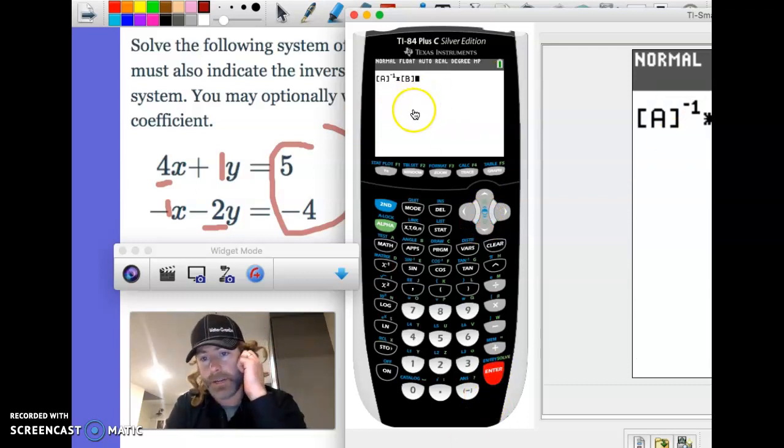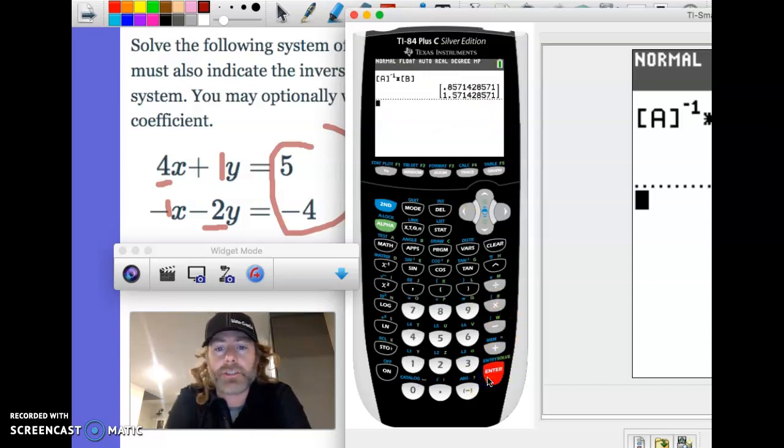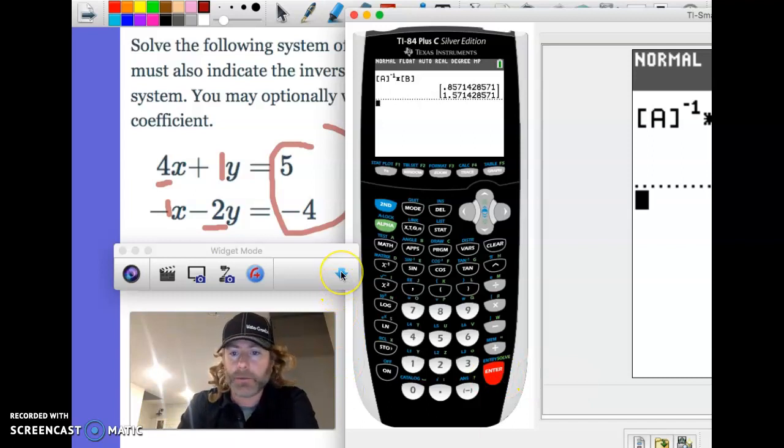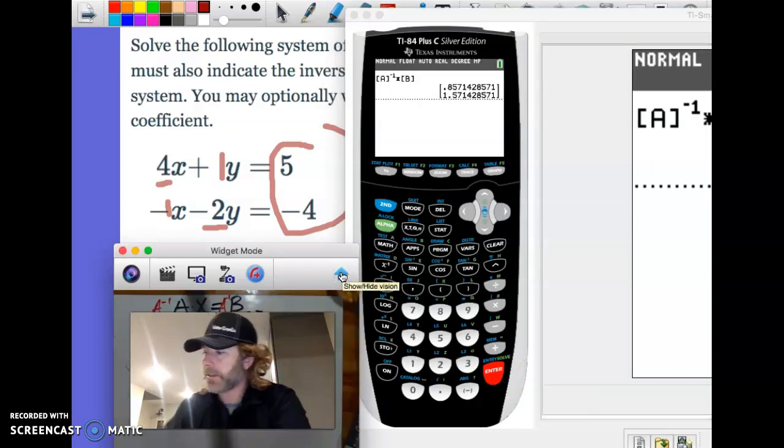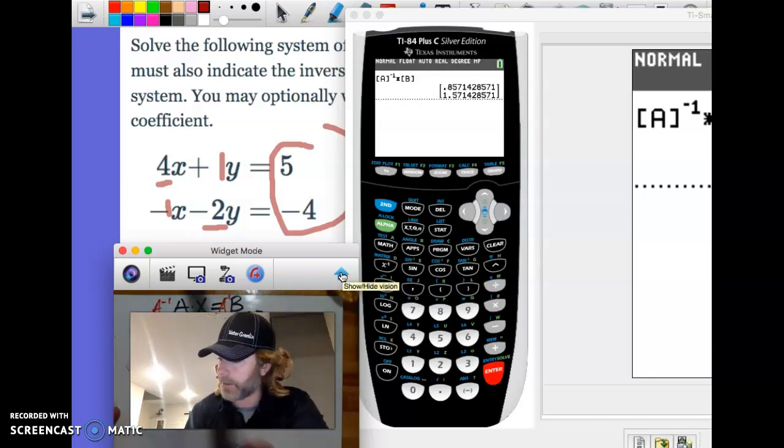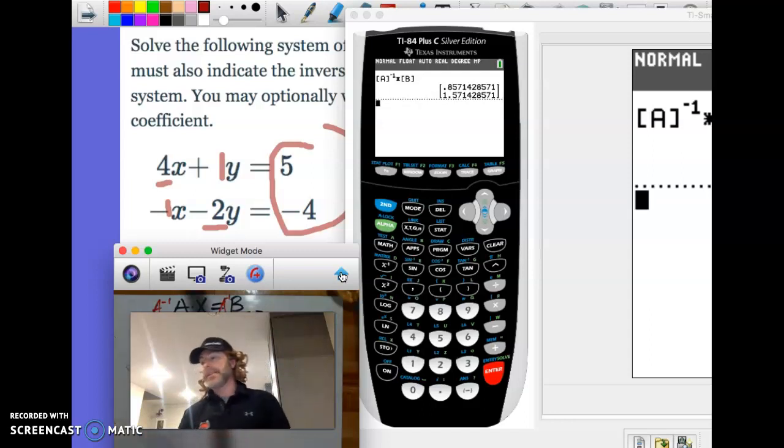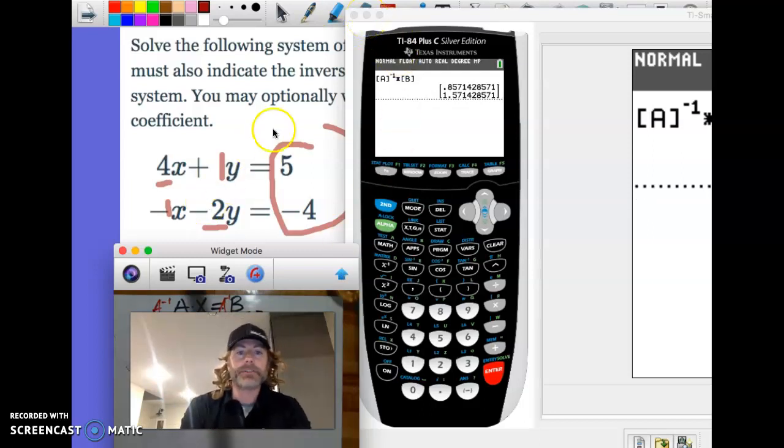So I have this situation where my calculator is going to multiply these two matrices, and now it should give me the answer in matrix form for X and Y. And the only thing now you just got to understand is which one's X and which one's Y. Well, since we set it up like this, X is in your first row and Y is in your second row. So the answer to this problem is X equals, let's round here, 0.86, and Y equals 1.6. Now all of this can be done by hand. It also works by hand if you'd like, but just trying to show you guys another option, another shortcut.